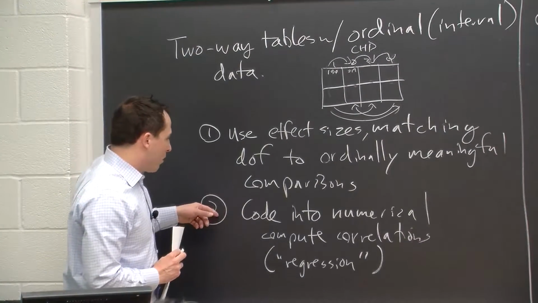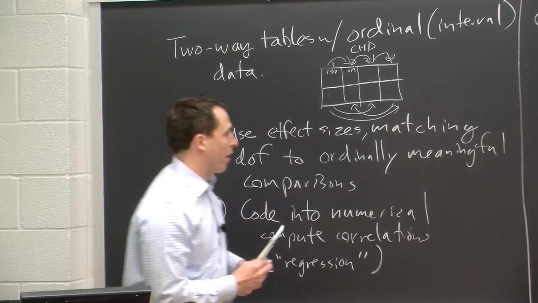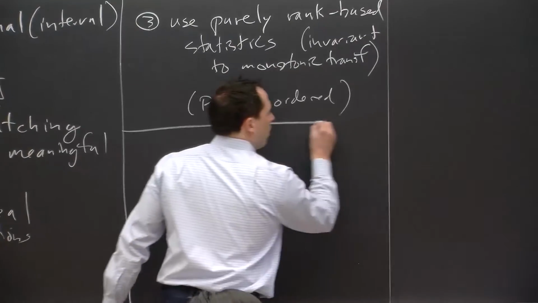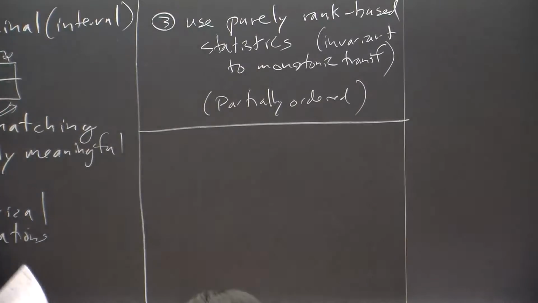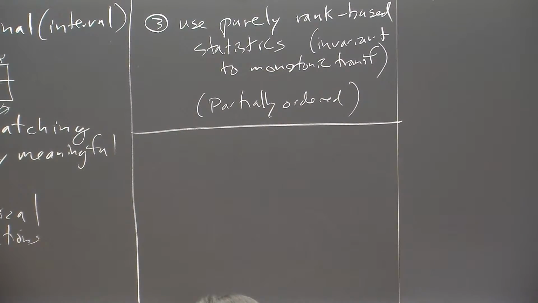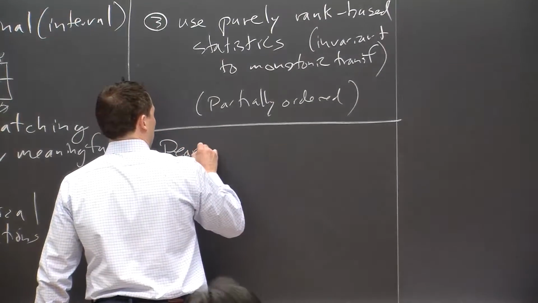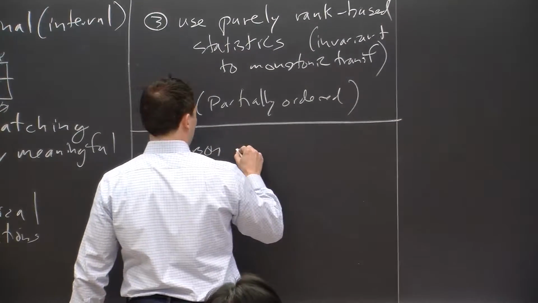Okay, so we've talked about this already. Let's zoom into this coding thing. So what's the most common measure of association if we have numerical variables? This is correlation, right? And because we have other types of correlation, let's call this Pearson correlation.